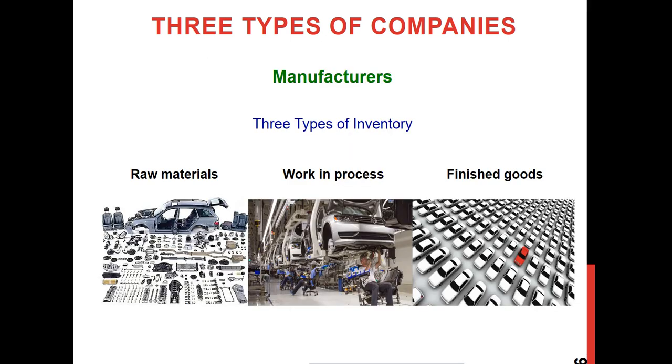Now we will see one example. You can think of a car manufacturing company like Toyota or BMW. You can imagine that these types of manufacturing companies, if it's a car manufacturer, will have three types of inventory. For example, raw materials. You can imagine how many parts, bolts, nuts, seats, even radios or windshields, all these inputs are their raw materials. So they will have all this inventory in their warehouse.